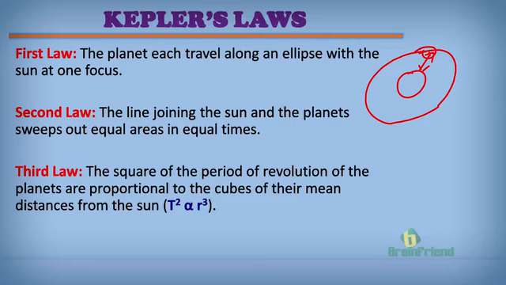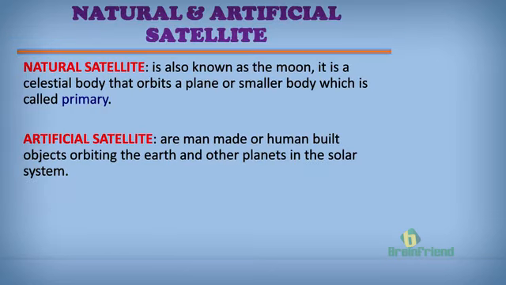That is to say, the time, which is a period of revolution, taken to go around the sun is proportional to the what? The mean distance between that object and the sun. As the distance between the object and the sun increases, the time of revolution also increases. That brings us to natural and artificial satellites.